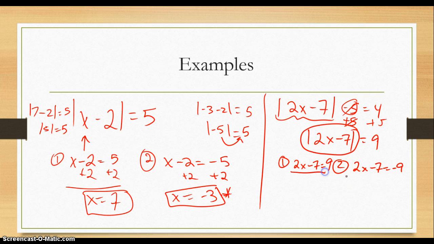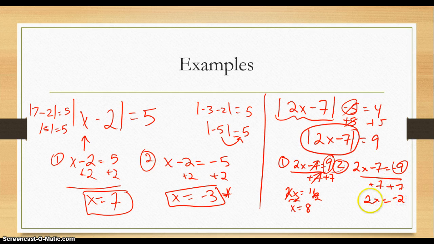Make sure you understand how I got these first. Remember, get the absolute value by itself, and then create two equations, one with a positive solution, and you'll solve for x, and one with a negative solution, and then you'll solve for x. So let's solve for x on here. Add the 7 over. We got 2x equals 16. Divide by 2, x equals 8. Over here, add 7 over. 2x equals negative 2. Divide by 2, x equals negative 1. So negative 1 and 8 are my answers.